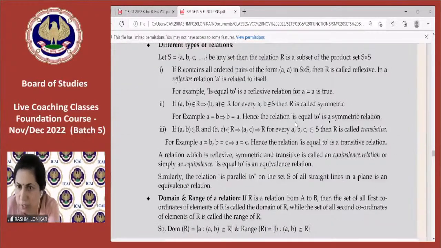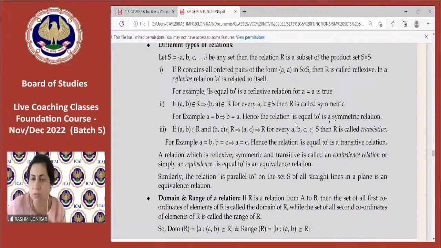Then we have talked about different types of relation, reflexive. Reflexive is when we have (a,a) types of pairs. When (a,b) belongs to R implies (b,a) also belongs to R, then we say it is a symmetric relation. In the earlier example, 1,2 belongs to R and 2,1 did not, so it is not symmetric. What about transitive? If (a,b) belongs to R and (b,c) also belongs to R, then (a,c) also belongs to R, then we say it is a transitive relation. I'll just write it over here.